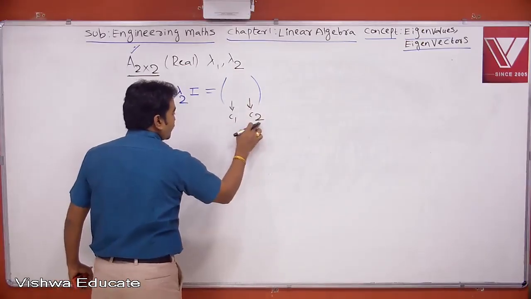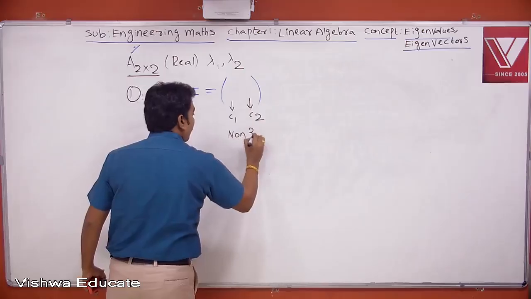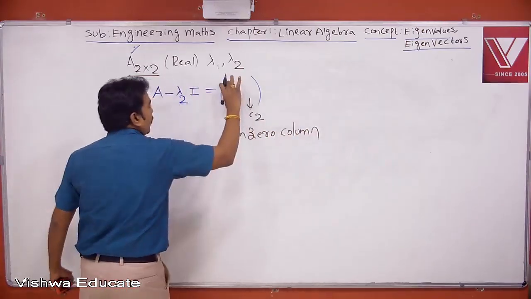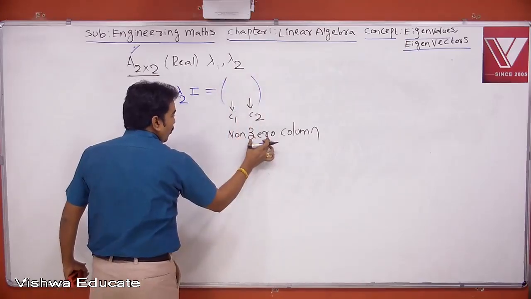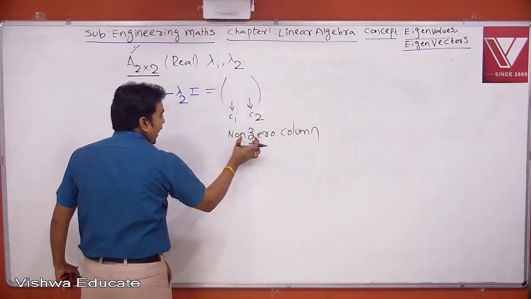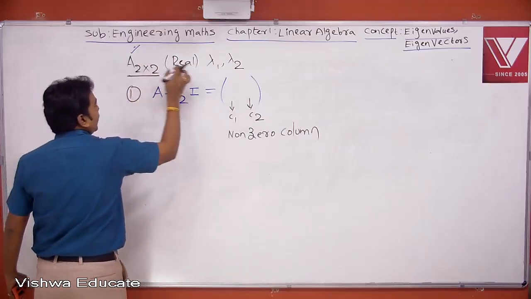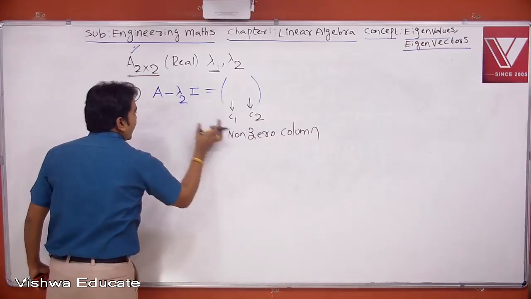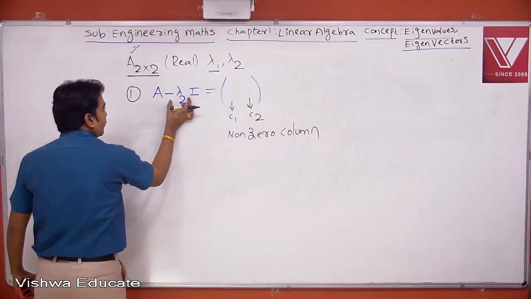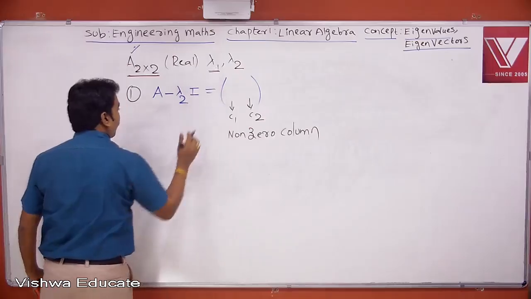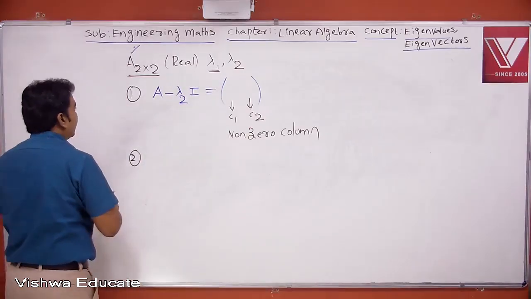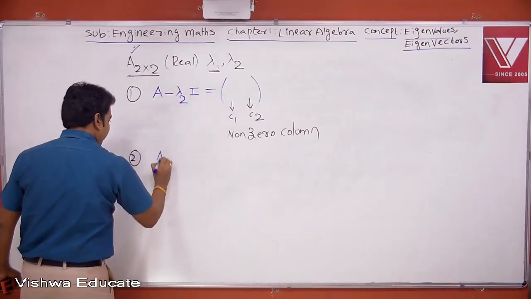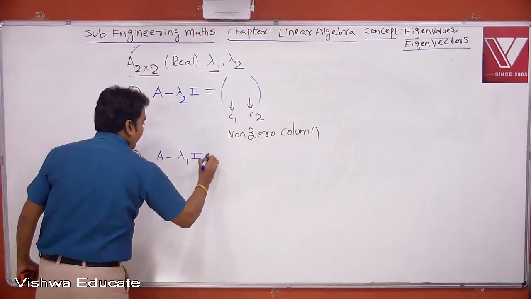If either column 1 or column 2 is a non-zero column, then this non-zero column will be acting as an eigenvector of this matrix with respect to the eigenvalue lambda 1. So the non-zero columns of A minus lambda 2 I are nothing but eigenvectors of A with respect to lambda 1. Similarly, if I want eigenvectors of A with respect to lambda 2, take the reverse combination. Just go for A minus lambda 1 I.